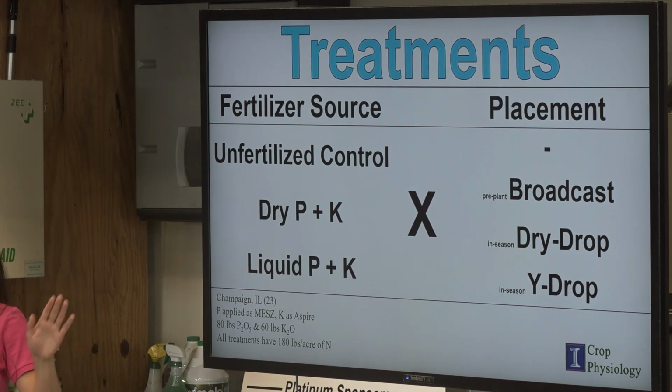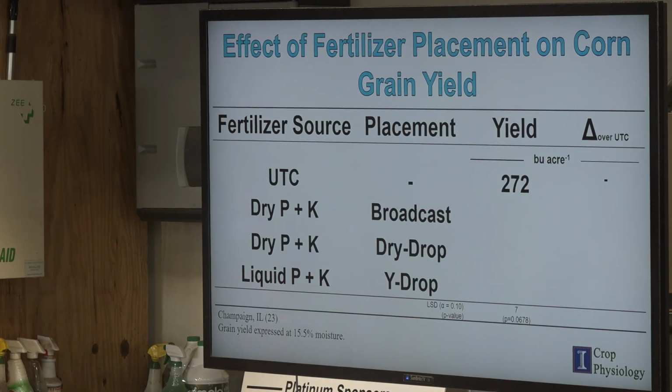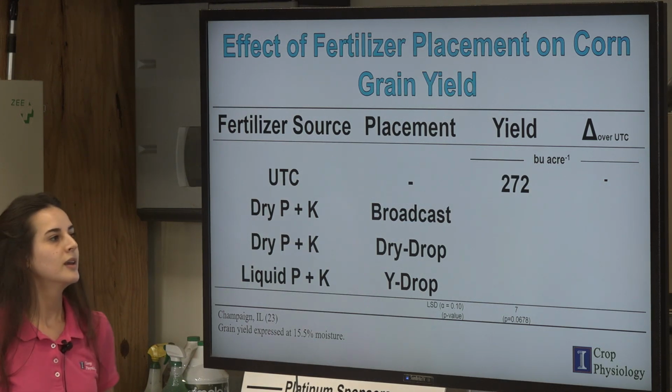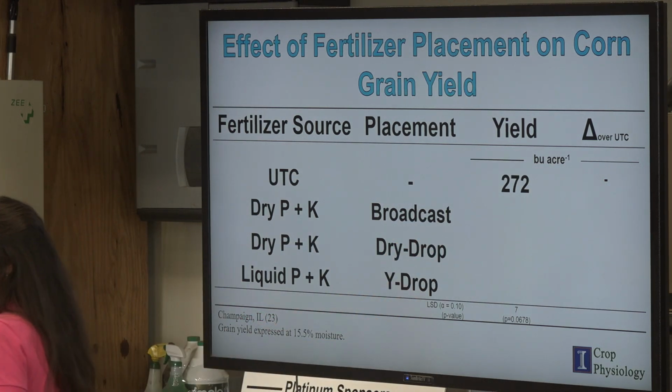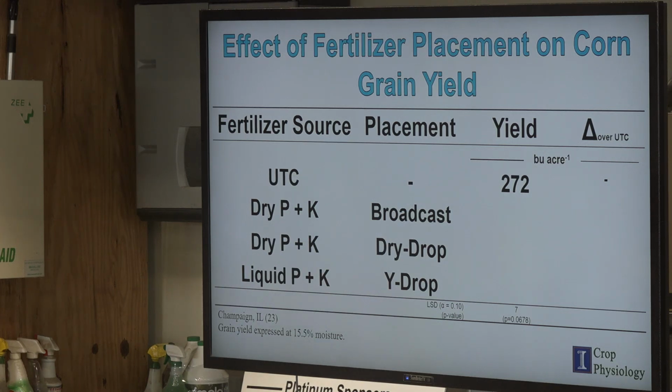Our plots received the same amount of nitrogen, 180 pounds per acre. And our plots also received 80 pounds of P2O5 and 60 pounds of K2O. That was our rate of fertilizer application for our experiment. And what we got? So our yield for our unfertilized control was 272, a very high yield for just a plot that was only fed by the soil. And then we have our broadcast.